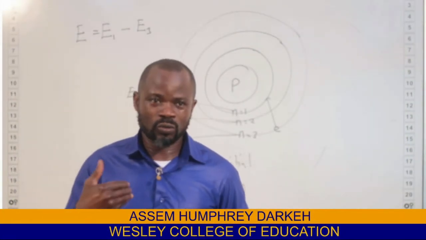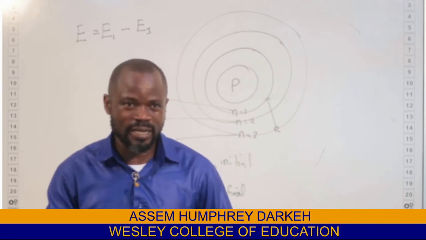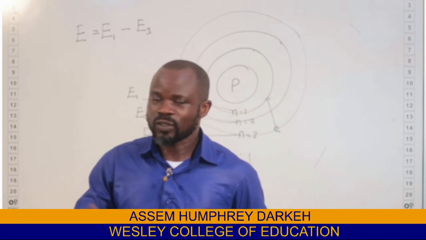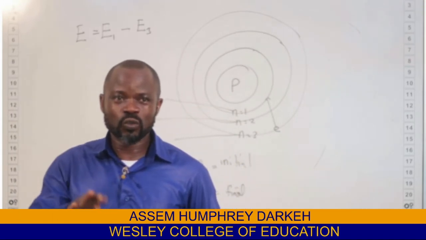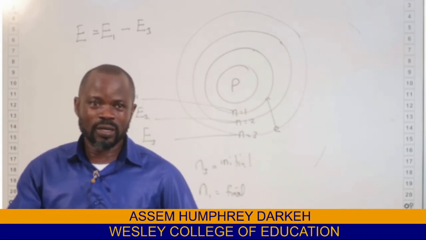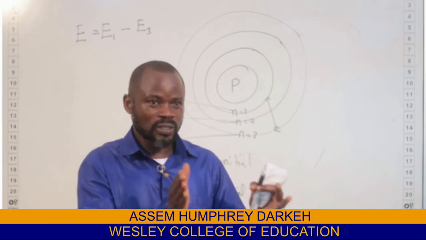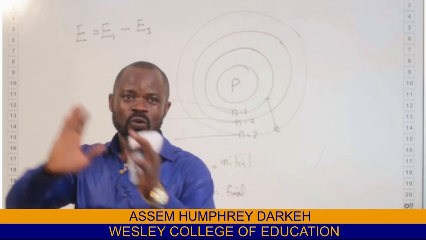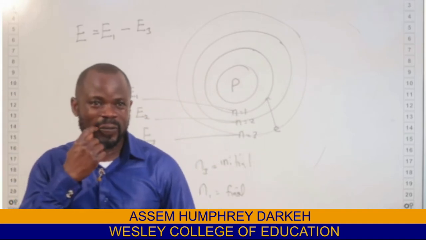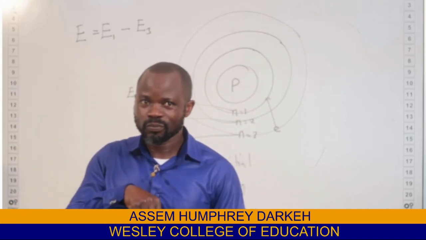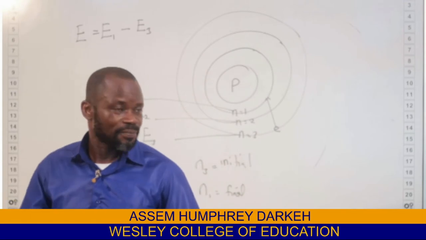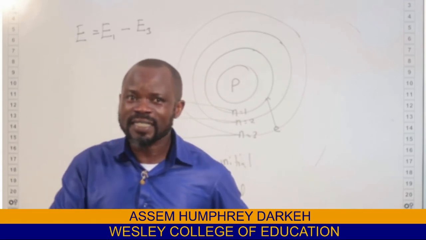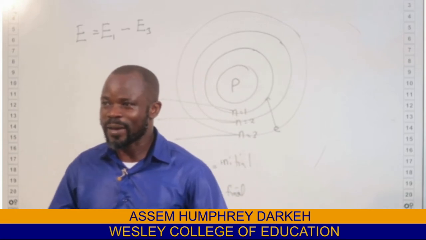So you talk about movement of electrons, movement of muons, movement of quarks, and so on and so forth. These are supposed to be in the quantum world. So there are those we can talk of as classical physics and those that we can talk of as quantum physics. So Bohr is saying that his first assumption violates the principles of classical mechanics.